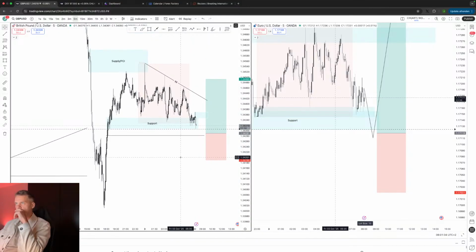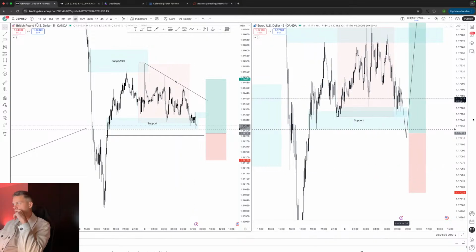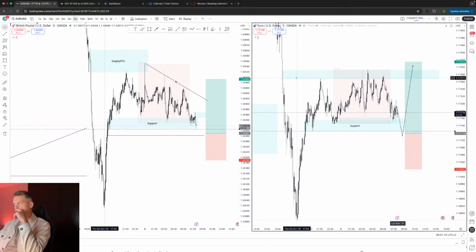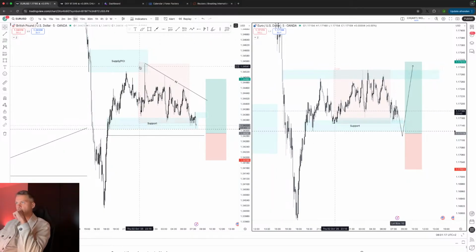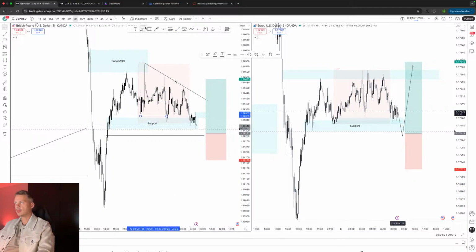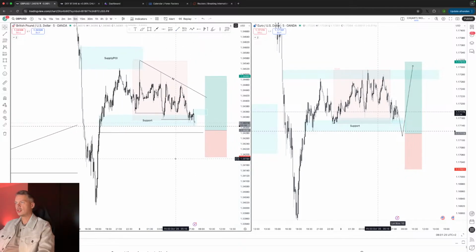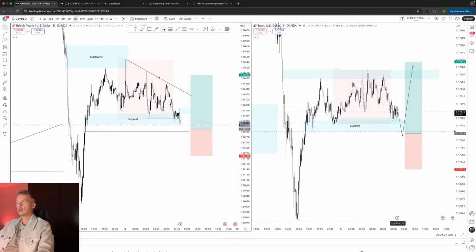What I love about GU though is that it's reacting from a 15-minute area. EU is not reacting from an area. Well, it probably is from a 1 minute or 2 minute area, but what I like about GU is that it really reacts from something, then breaks internal structure towards the downside multiple times. This is again inducing what? Well, sellers, obviously.